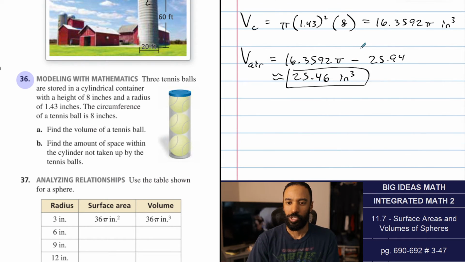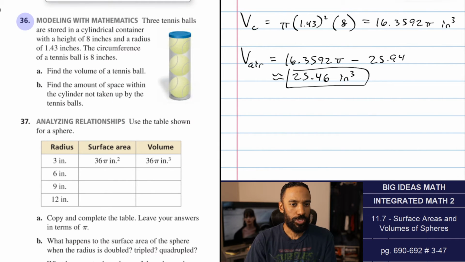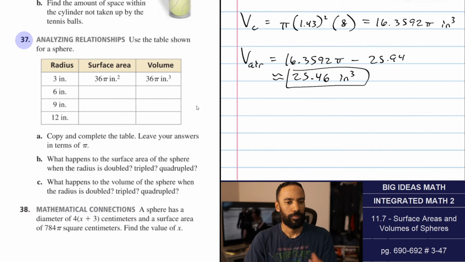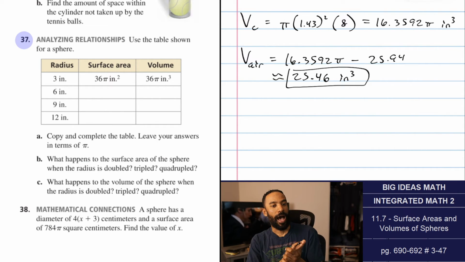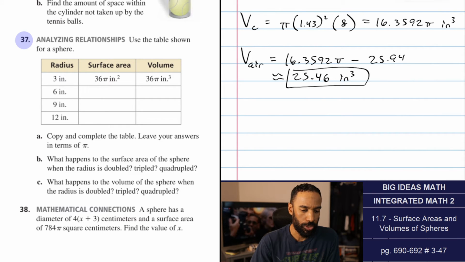All right. So let's move on to number 37. Use the table shown for a sphere. Find the surface area and volume. Okay, I still have that other formula thing, so I'm going to go ahead and show you it. Let's go to the table, and let's clear out all these other ones.